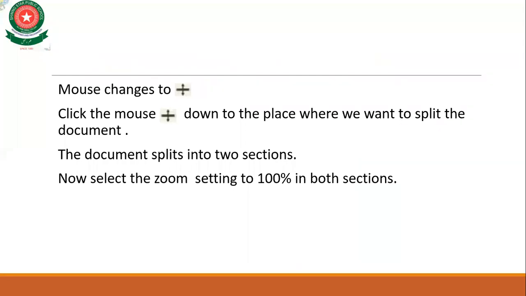You can see the sign of the cursor. Click the mouse cursor down at the place where we want to split the document. The document splits into two sections. Now set the zoom setting to 100% in both sections so you can easily see all of this.